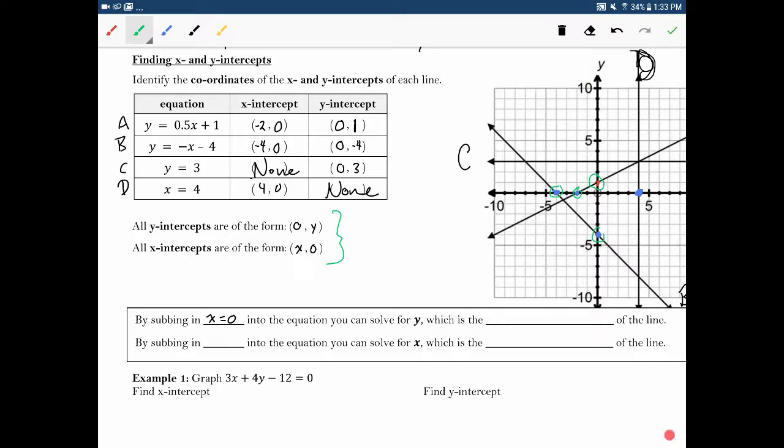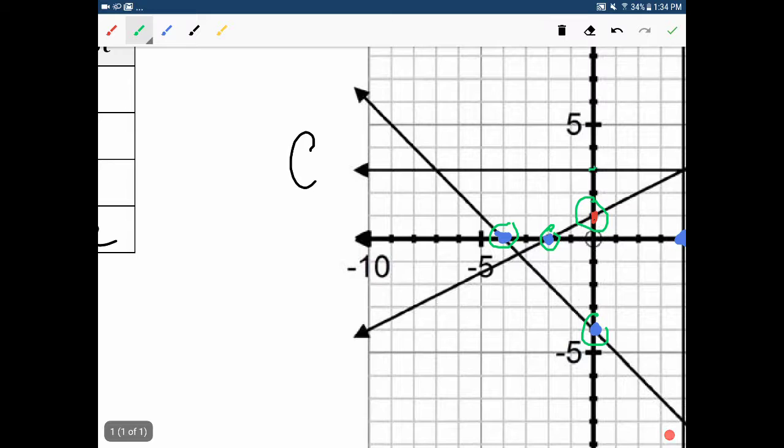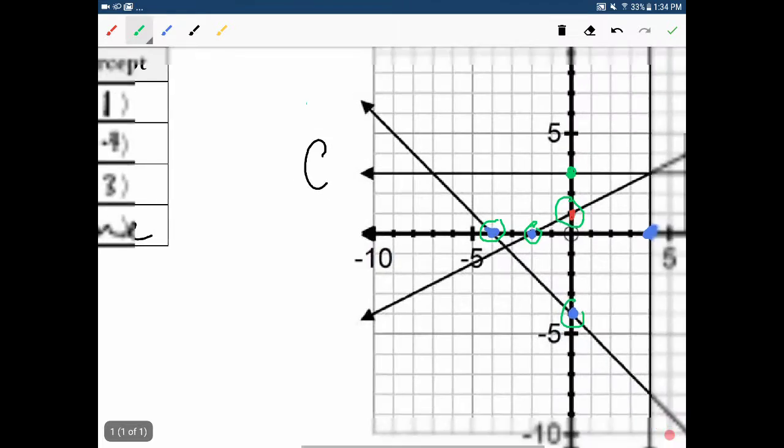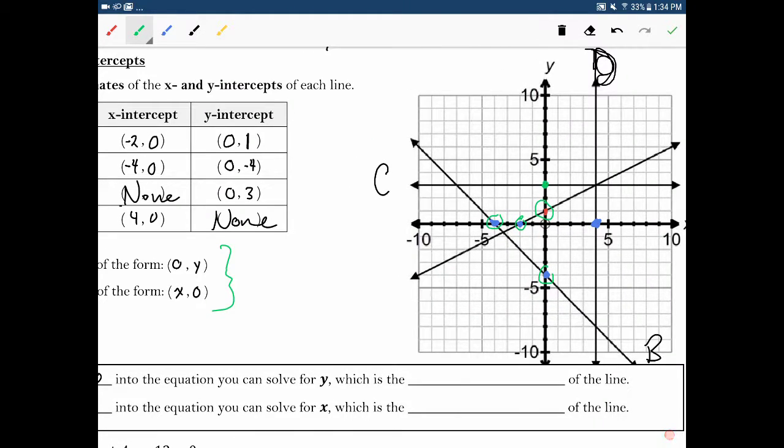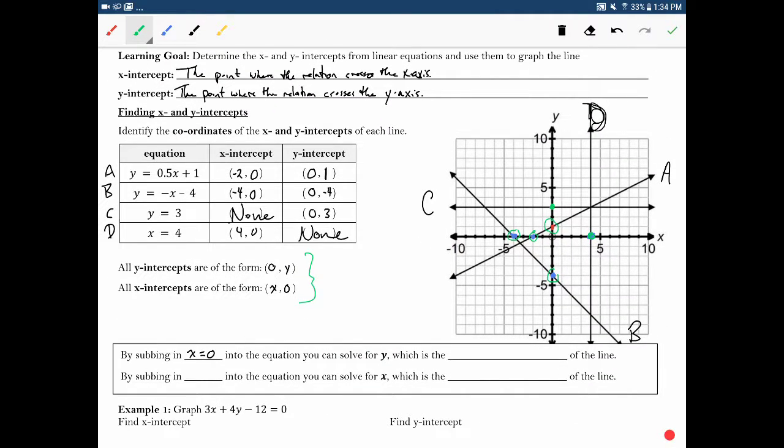Now we do also have a vertical line and a horizontal line. The horizontal line is line C here. You can see that it crosses the y-axis at 0, 3, but it does not ever cross the x-axis, so there is no x-intercept. Similar thing for the vertical line. We cross here at 4, 0, but we do not cross the y-axis. That's just a property of horizontal and vertical lines: they only have one of the intercepts.